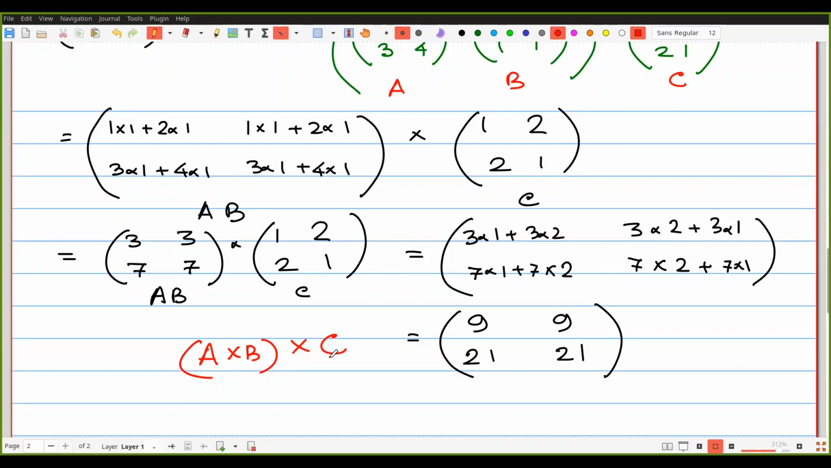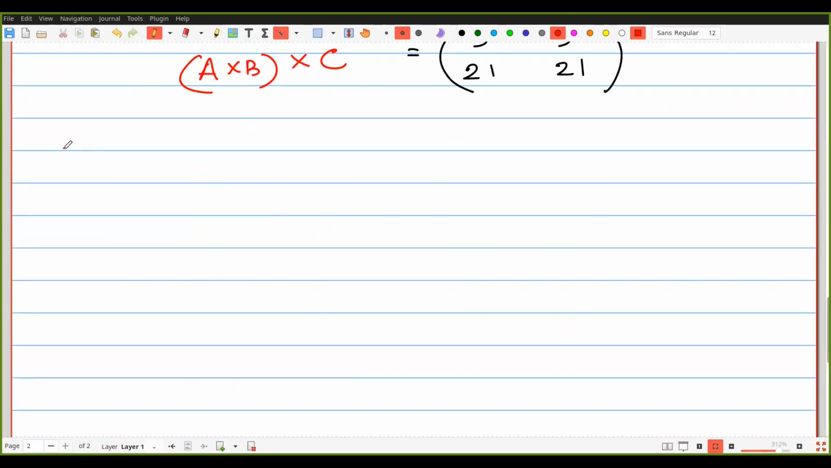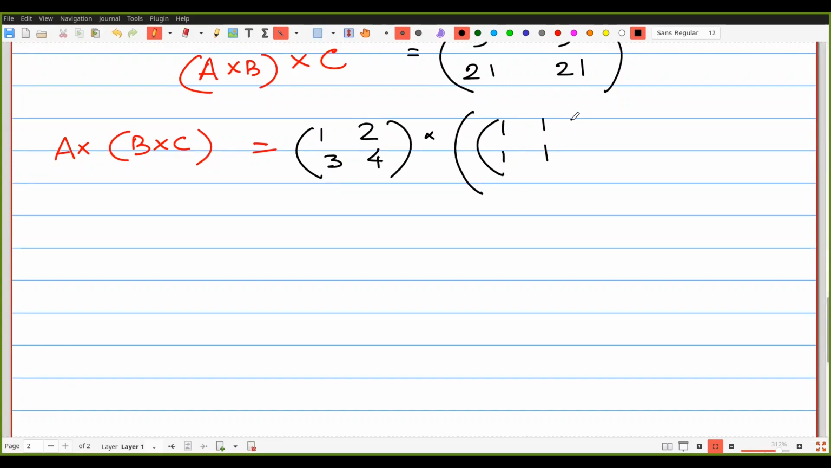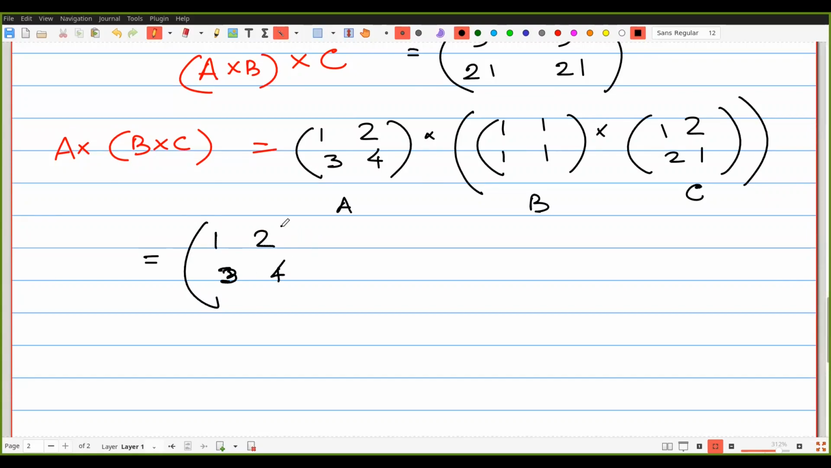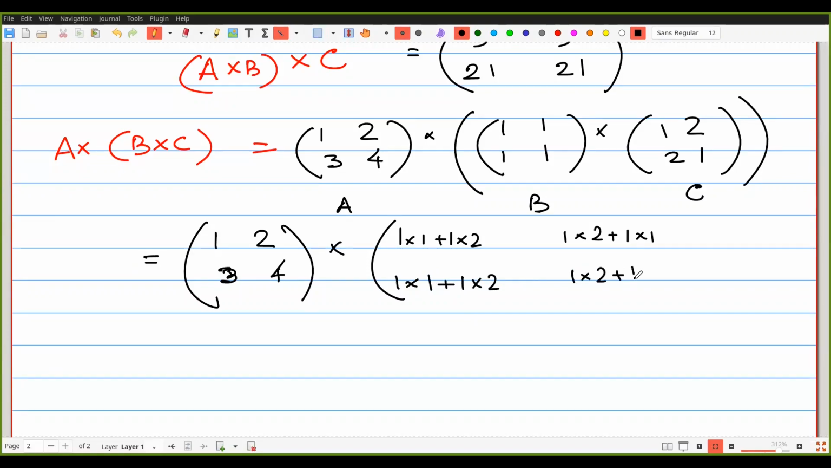Let's check what happens if we multiply B and C first, then A. So A cross B cross C means [1, 2; 3, 4] cross [1, 1; 1, 1] cross [1, 2; 2, 1]. That is A, that is B, that is C. First multiplication: B cross C, which gives 1 cross 1 plus 1 cross 2, 1 cross 2 plus 1 cross 1, 1 cross 1 plus 1 cross 2, 1 cross 2 plus 1 cross 1. So we are getting [1, 2; 3, 4] cross [3, 3; 3, 3].